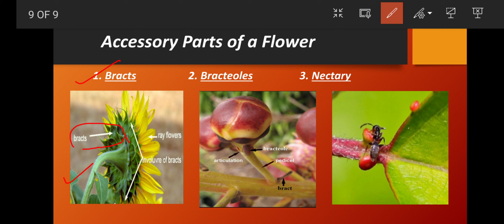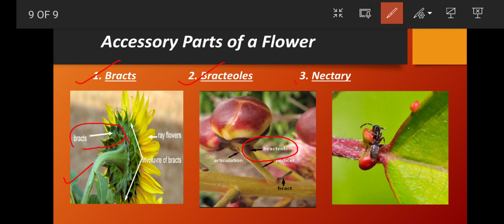Second accessory part is bracteoles. Bracteoles are small leaf-like structures present on the pedicel of the flower in between the bract and the calyx. For example, China rose, strawberry. Here I have tried to show you the bracteole through the picture. This is the bracteole in the plant there.